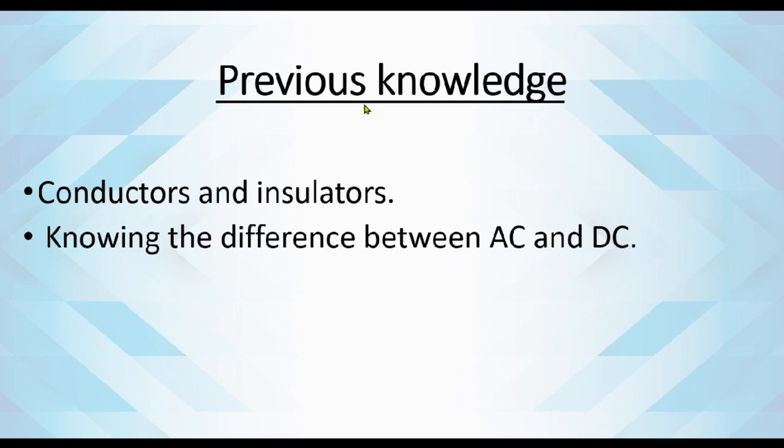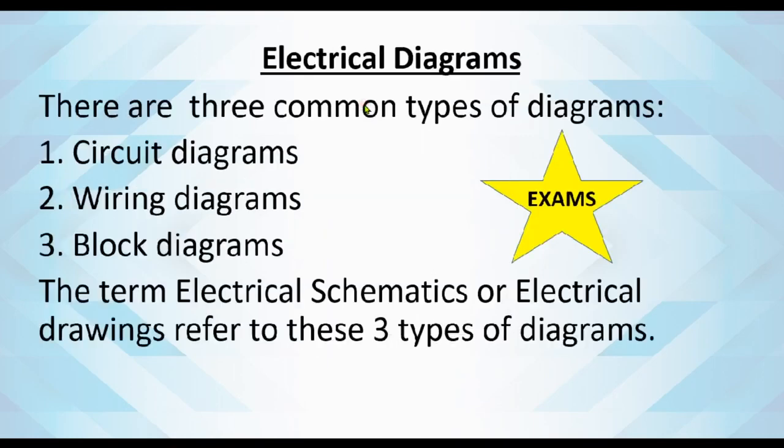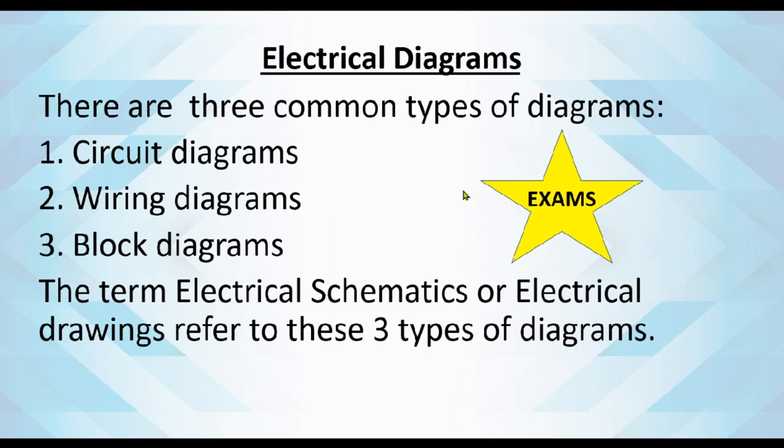But prior to you starting with this lesson, you should have some previous knowledge in place, and that knowledge should entail conductors and insulators, and you should also know the difference between AC and DC. You're going to come across quite a few of these yellow stars. Whenever you see them, it's important, students, to make sure that you learn whatever appears on the slide for your exam purposes. You will see quite a few of them throughout this presentation. Please take note. Whatever appears on that slide is very important for your exams.